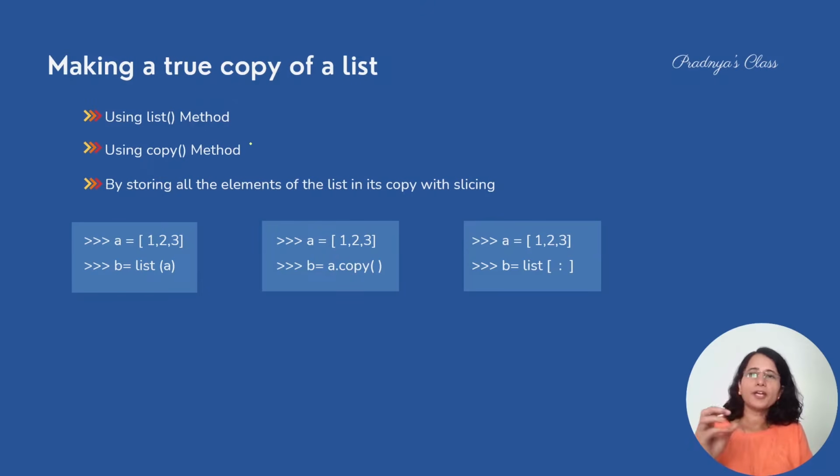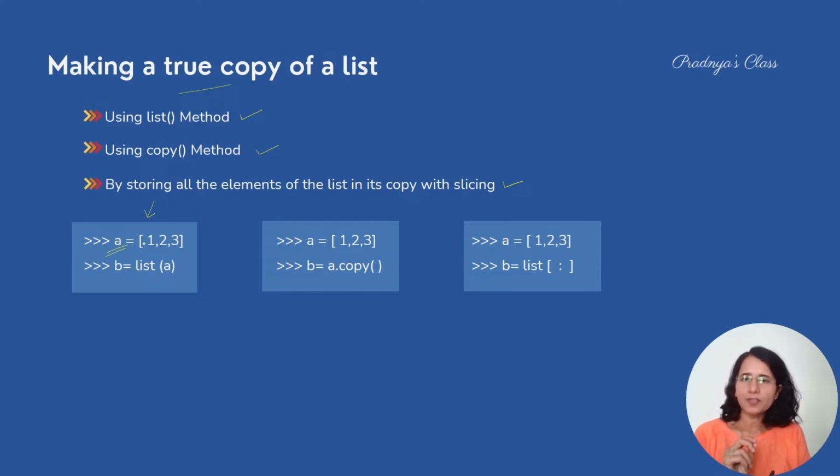So let's move ahead with the next topic, that is making a true copy of a list. If we already have one list, we can copy it to another list. We can do it in 3 ways. The first method which we can use for that is the list method. The second option is the copy method, and in the third option we can use slicing to copy one list to another list. Let's understand all these 3 types with one simple example.